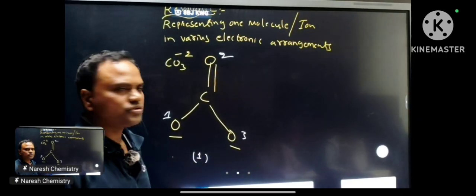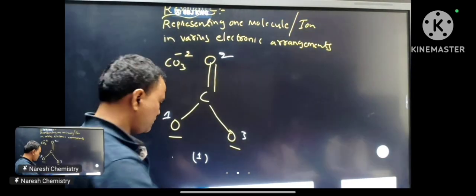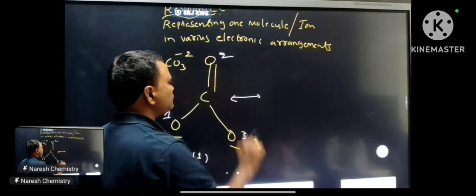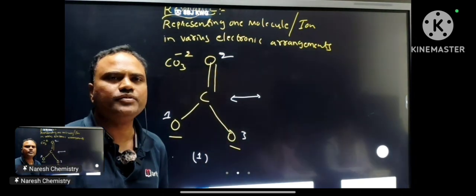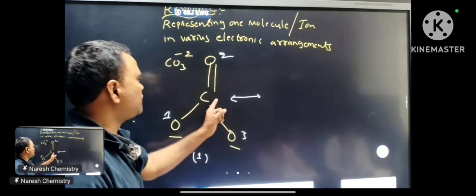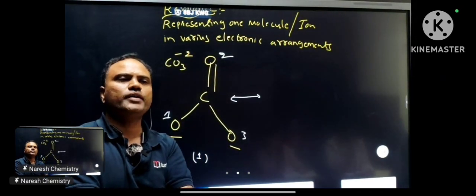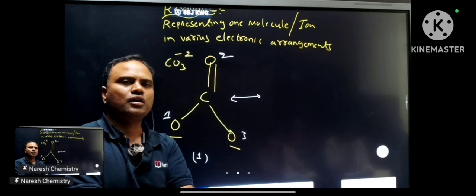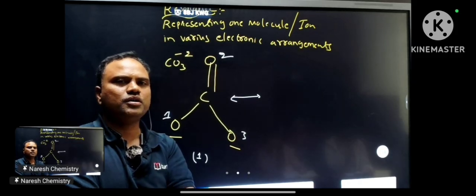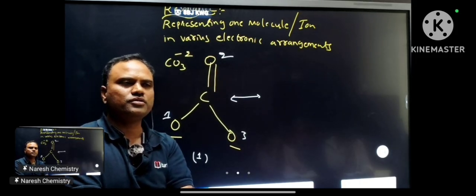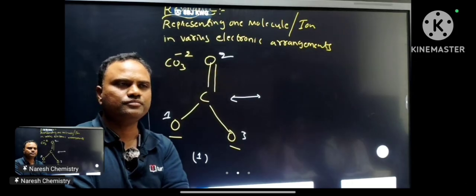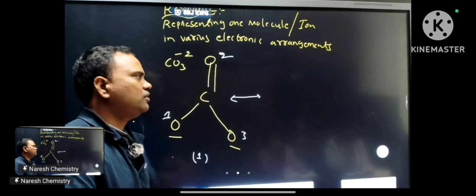This is the first resonating structure, right? Look at this, all of you. You tell me, online students, the double bond is present between which two atoms? Carbon and oxygen. What is the number of that oxygen? First oxygen, third oxygen, or second oxygen? Second oxygen.